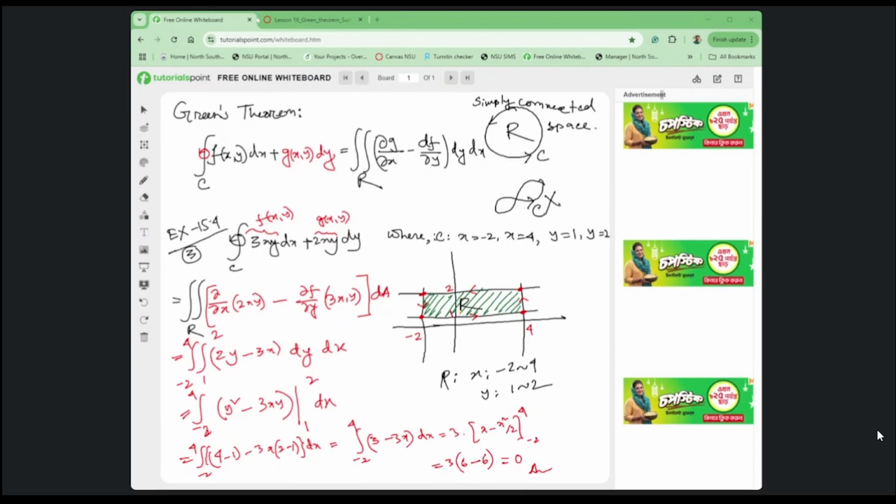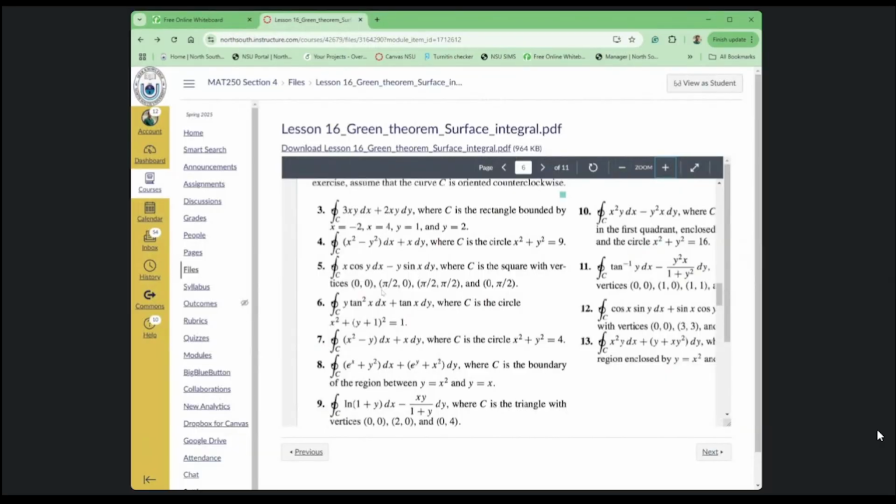Let us solve another one. Can I ask you now to solve number 6? Before 6, do number 4. I will do 6 later. Now to solve number 4, where C is the circle, x square plus y square equals 9. Everyone please give it a try.